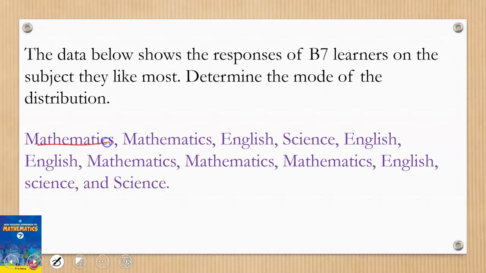Let's see, mathematics has 1, 2, 3, 4, 5. 5 people responded that they like mathematics. For science, we have 1, 2, 3. And for English, we have 1, 2, 3, 4 as well. So you see that math is the most occurring. And so here we see our mode is mathematics, because math occurs most frequently. So the mode of the distribution is mathematics. Okay, good.